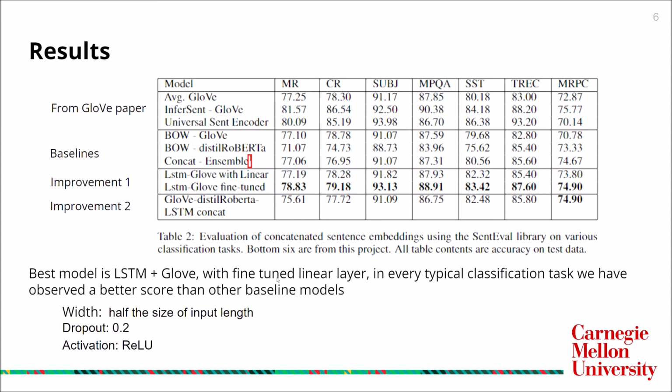Our conclusion is the best model we have achieved is LSTM concatenated with GloVe, and then with a fine-tuned linear layer appended. We think it outperforms every other baseline model in every typical classification test. Just for extra information, the linear layer has a width of half the size of the input length, a dropout rate of 0.2, and the activation function is ReLU.